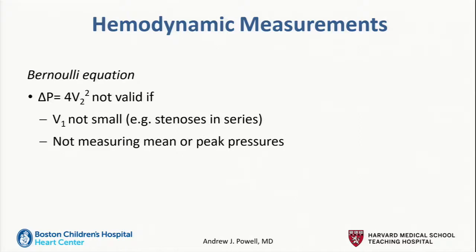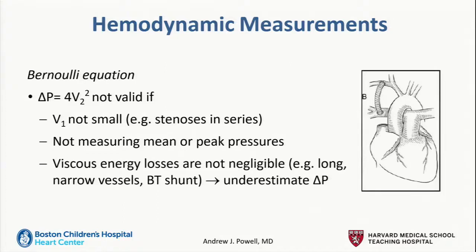Another example would be if you're not measuring that mean or peak pressure. In that case, that middle term couldn't be ignored. Well, that doesn't usually apply because we're usually measuring mean or peak pressures. But the third one is important too. Those viscous energy losses, that third term, are not going to be negligible in the setting of long or narrow vessels or a Blalock-Taussig shunt, for example.